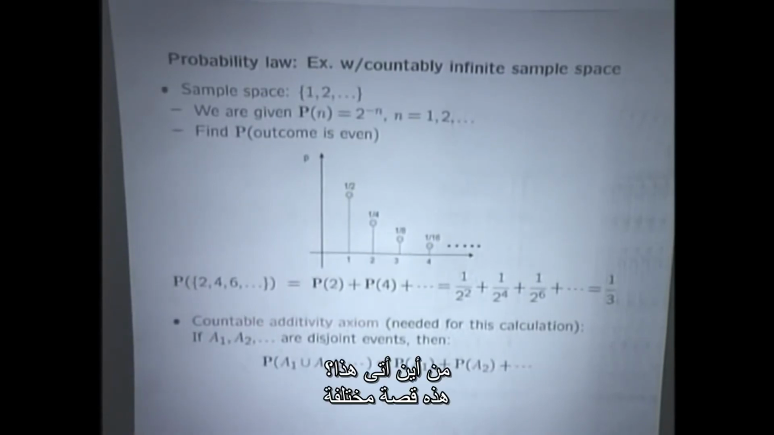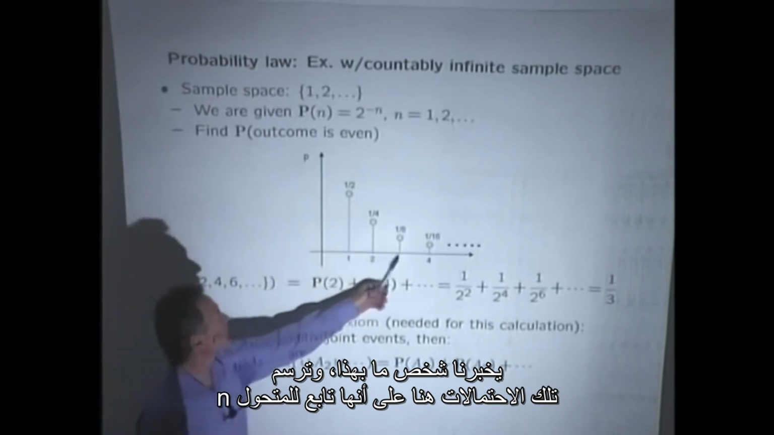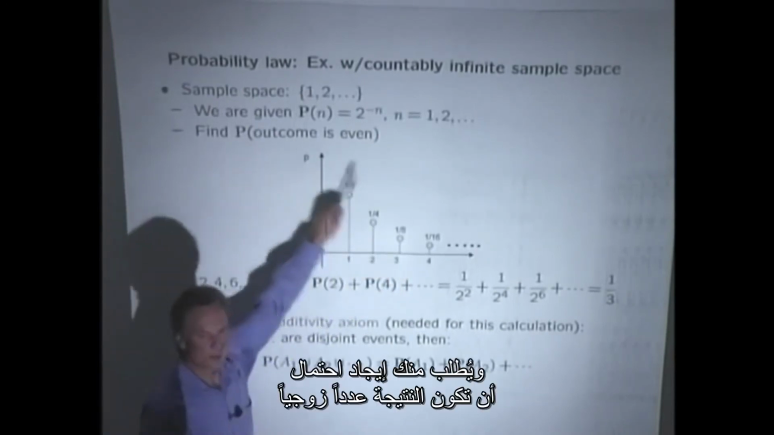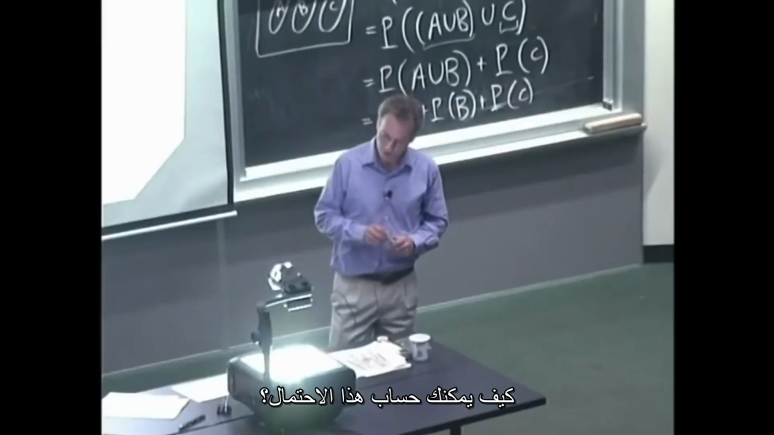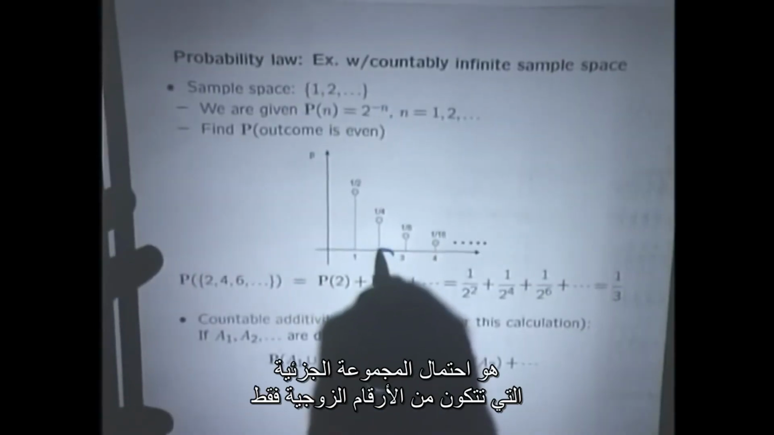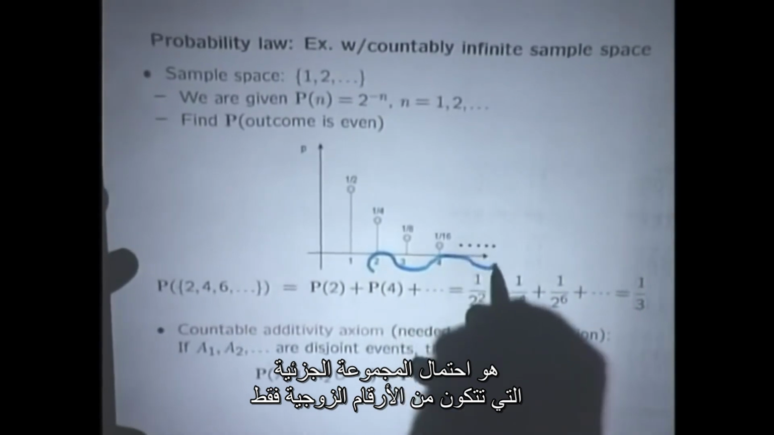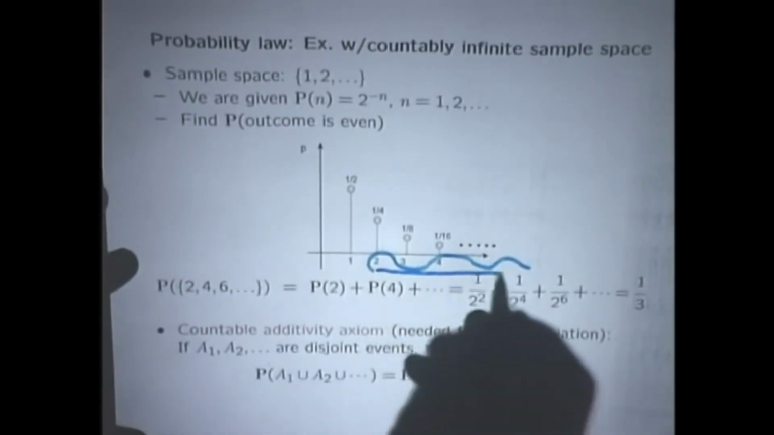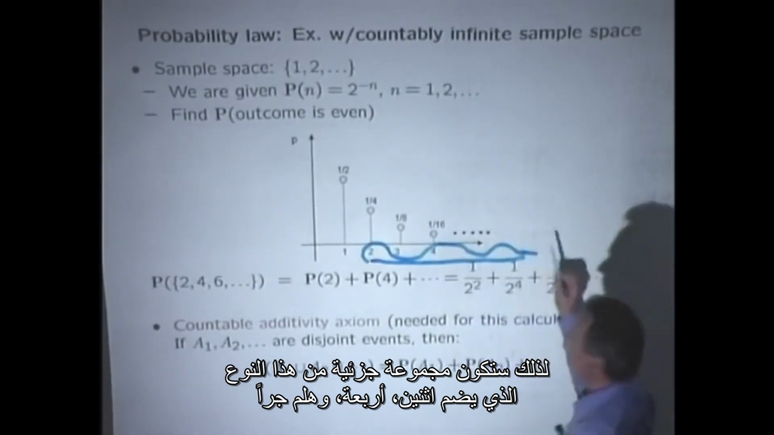Where did this come from? That's a separate story. Somebody tells it to us, and those probabilities are plotted here as a function of n, and you're asked to find the probability that the outcome is an even number. How do you go about calculating that probability? So the probability of being an even number is the probability of the subset that consists of just the even numbers. So it would be a subset of this kind that includes 2, 4, and so on.